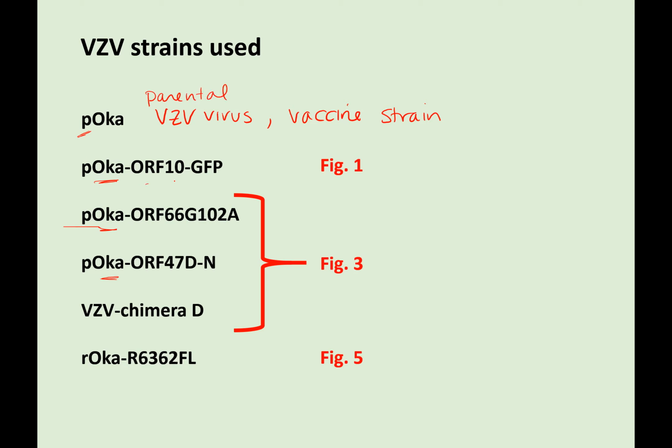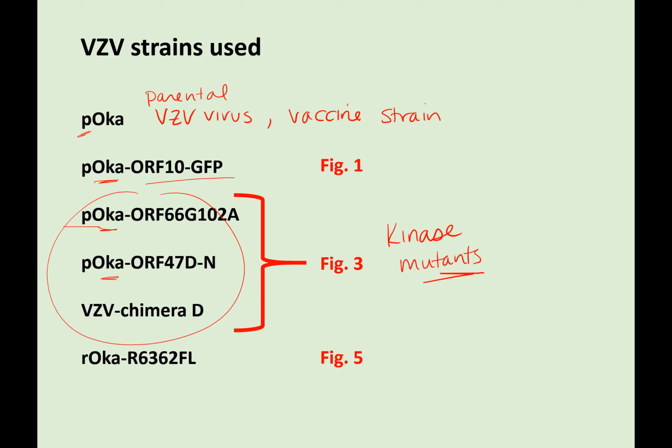Okay, so we have one, we talked about in figure 1, that has GFP fused to the open reading frame. We have 3 kinase mutants. And remember that I said to get phosphorylated CREB, you need a kinase that adds the phosphate. So one of the questions they were asking was, is one of the VZV kinases required for phosphorylation of CREB?